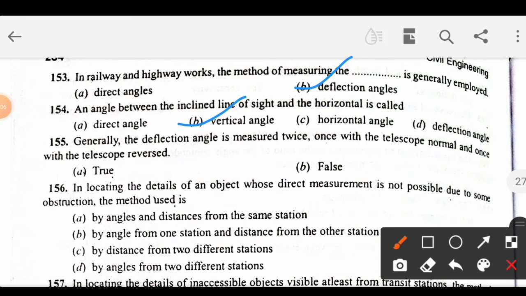Generally, the deflection angle is measured twice, once with the telescope normal and once with the telescope reversed. True, it is correct. In locating the details of an object whose direct measurement is not possible due to some obstruction, the method used is by angle from one station and distance from the other station. Correct answer B.